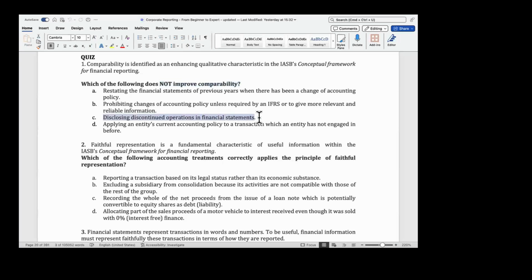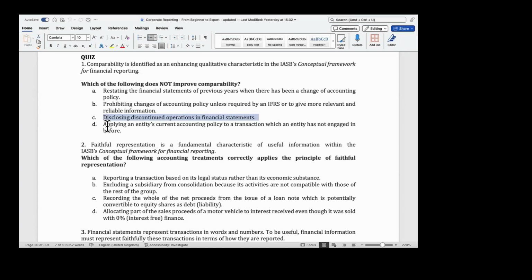Number 3, disclosing discontinued operations in the financial statements. Yes, when you disclose discontinued operations, it improves comparability because you're already telling us that this year's and last year's information are different, because we are going to be discontinuing some segments from this year. So that you will know that last year's information includes those segments that I'm discontinuing this year. So don't go and be comparing and saying that this company is not doing well. So disclosing discontinued operations helps improve comparability.